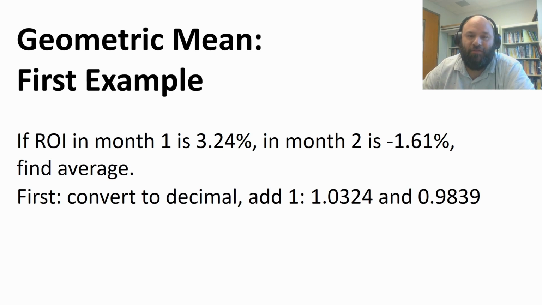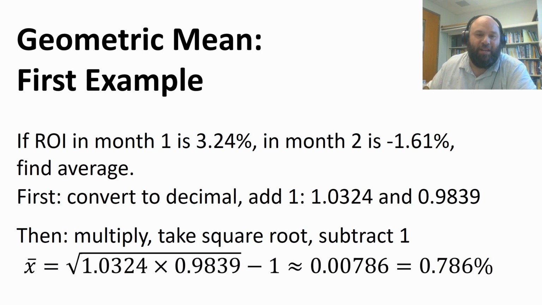So first, convert both to decimals, and if you look back at that equation, you're told we need to add 1. So the first one is 1.0324, and the second one, since it's negative, is 1 minus 0.0161, which gives us 0.9839. I'm going to pause the video for a moment. Double check that in your calculator. Okay, you got that? Let's move on.